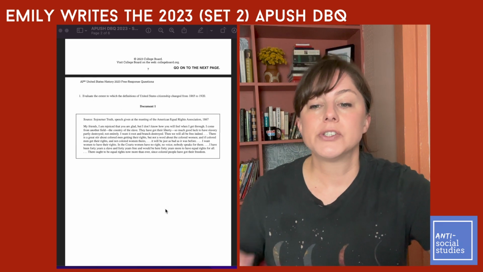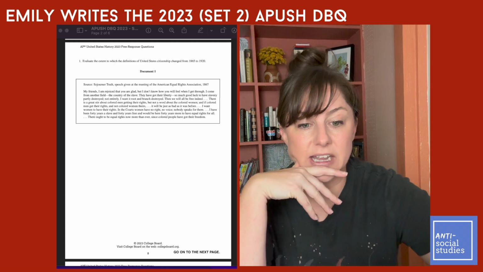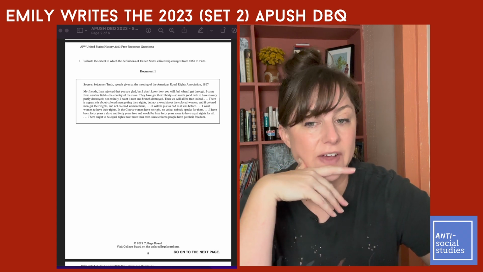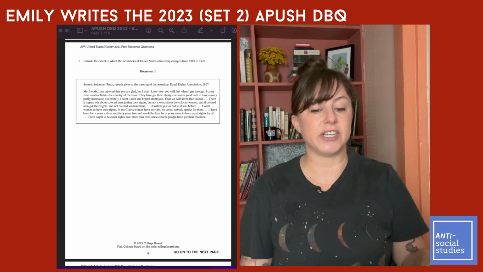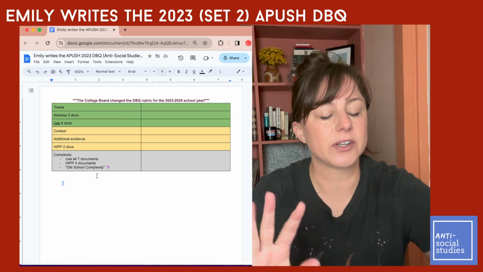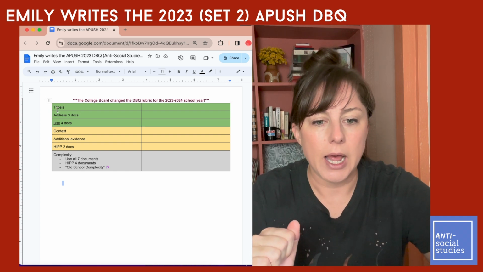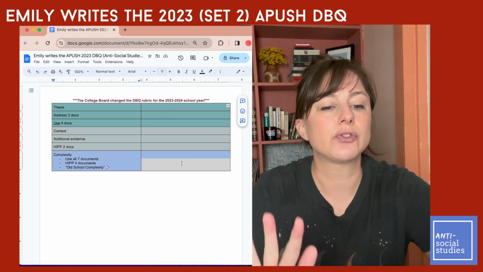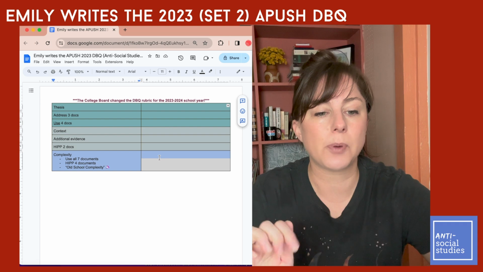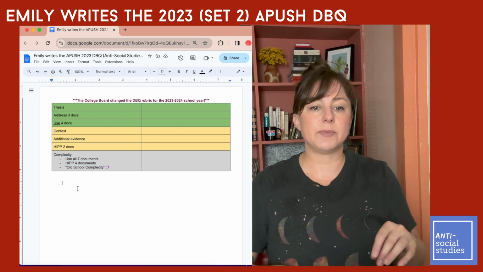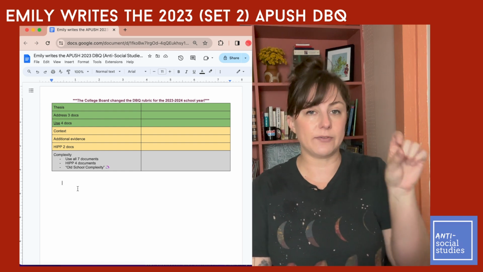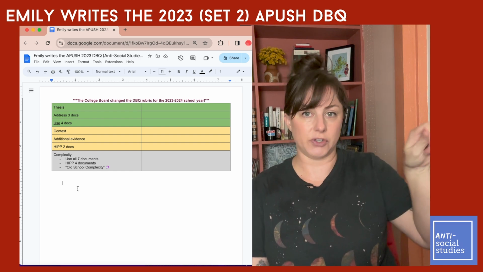Anyway, so the prompt that we're working with today is evaluate the extent to which the definitions of US citizenship changed from 1865 to 1920. So you're gonna see me working on this little document that I've made. It's very simple, where I keep track of all the different rubric points. This is partly for me. If you're typing the exam, if you're doing the digital exam, this is something you could probably do, or you could even just keep a little checklist off to the side so that you can keep track.